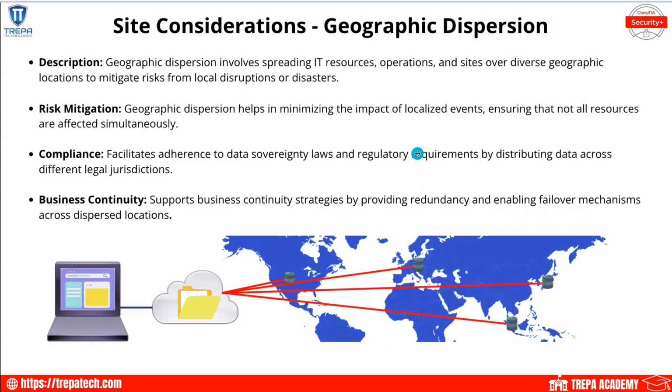Some other site considerations: geographic dispersion. So geographic dispersion involves spreading IT resources, operations, and sites over diverse geographic locations. Why do we do this? A lot of it has to do with risk mitigation, right? Think about not just the data sovereignty, not just compliance. That's something we do have to think about.